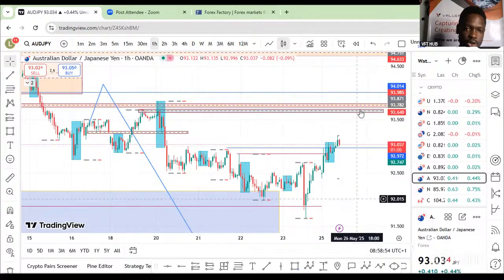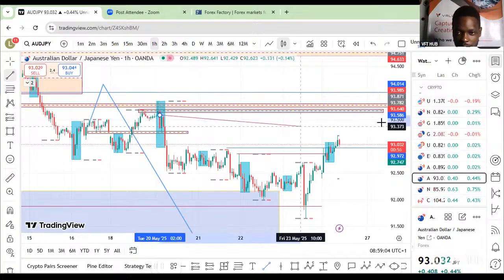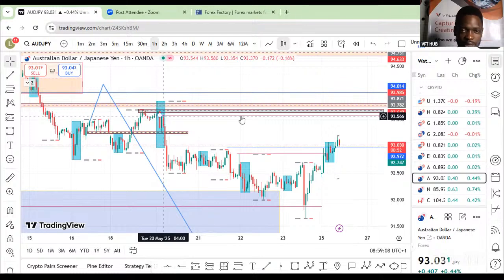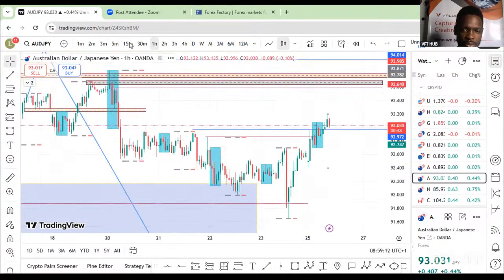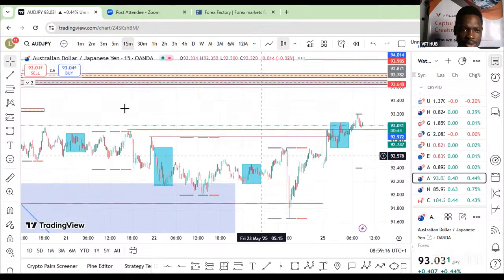How that market should come all the way into this POI. First, take out liquidity around this level here. We expect price to take out liquidity around this level. So when price takes out this particular point and taps into this level, can we just zoom in maybe to the 15-minute time frame to see what exactly is the play around that zone?